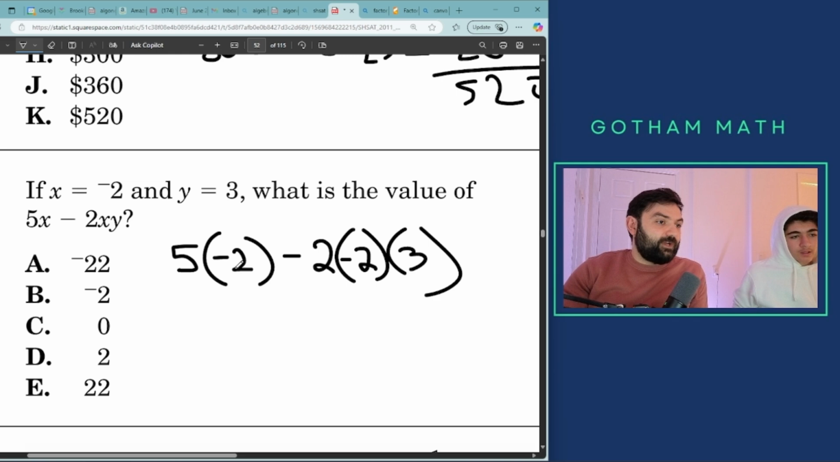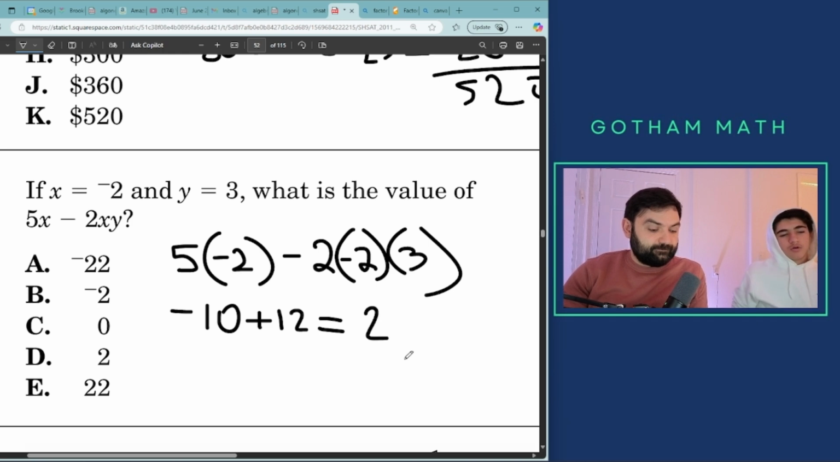You know, 5 times negative 2, negative 10. Negative 2 times negative 2 is positive 4. Positive 4 times 3, positive 12. That's how you write it down. Which is 2. Oh, because I just left the minus sign, so I did 2 times negative 2, which is negative 4. Negative 4 times 3. You're right. That's a very, very common mistake.